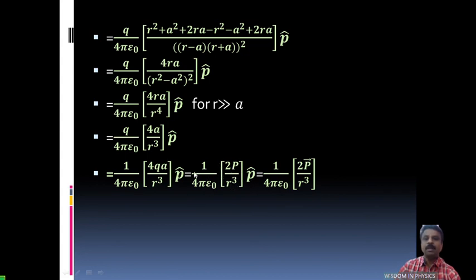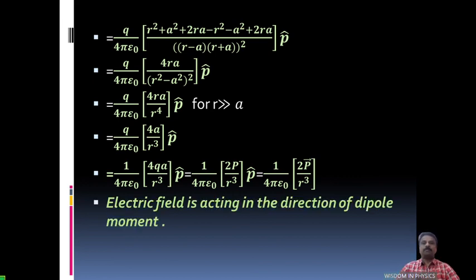I don't pronounce 1 by 4 pi epsilon every time, but it is there. You just note it down. Now 2 p cap, p cap can be written as p vector. So eventually we are getting this term: 1 by 4 pi epsilon naught, 2p by r cube. This is the final expression for the electric field at a point due to the dipole along the axis, at a distance r from the midpoint of the dipole.